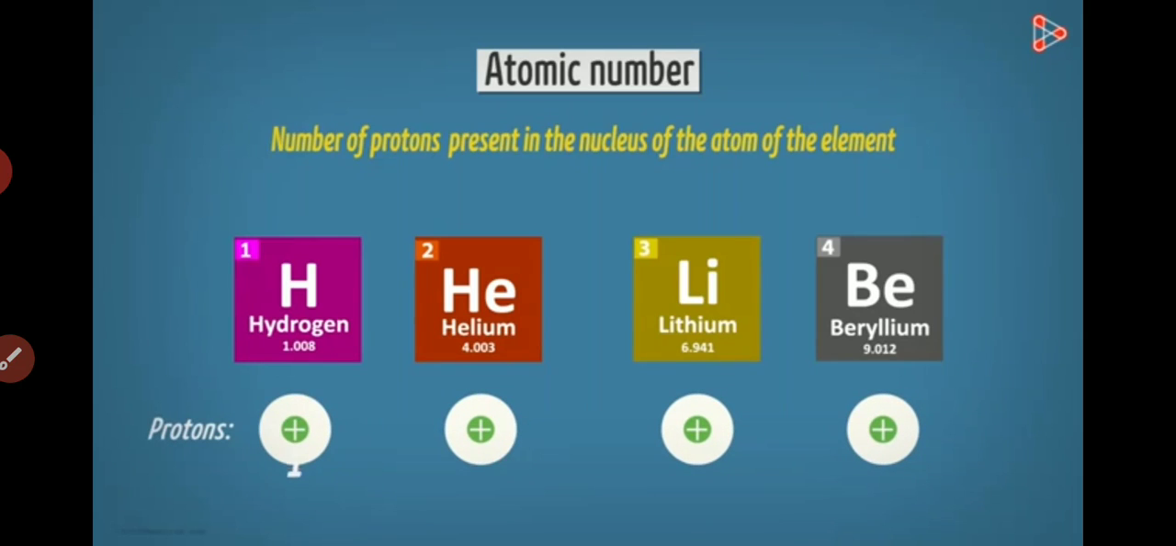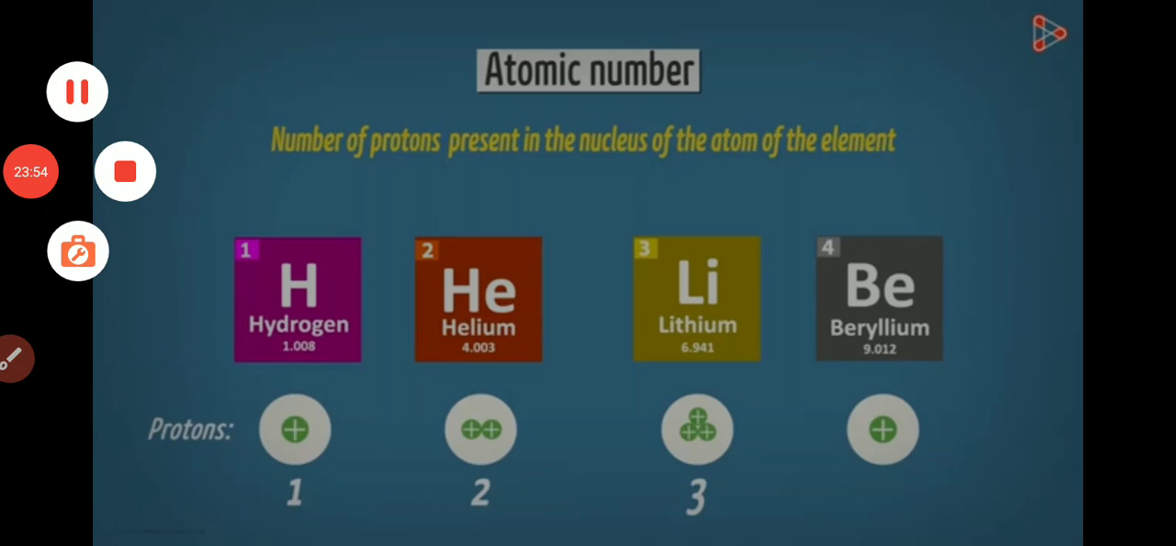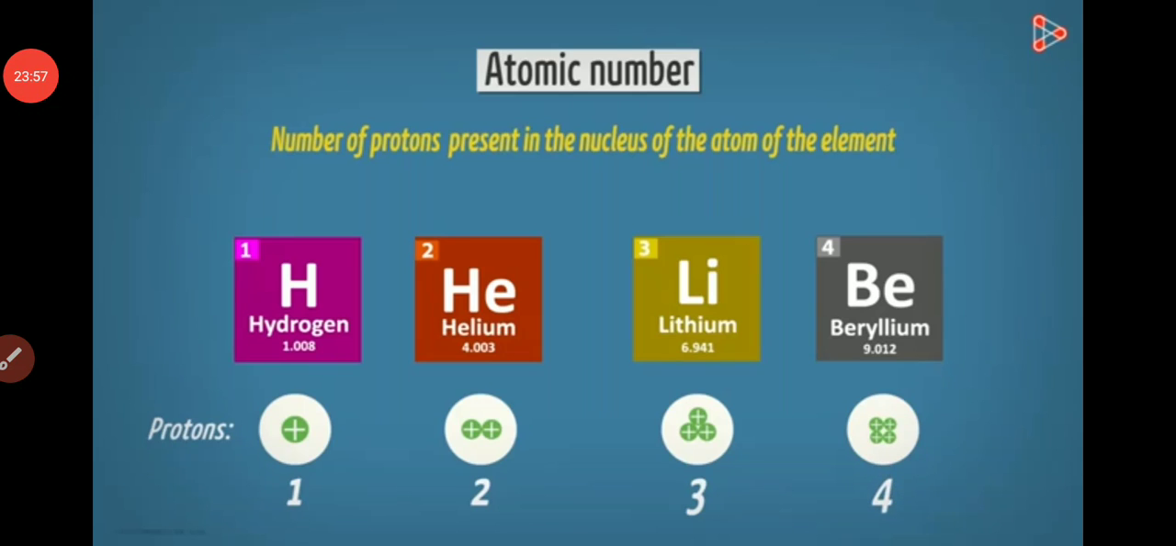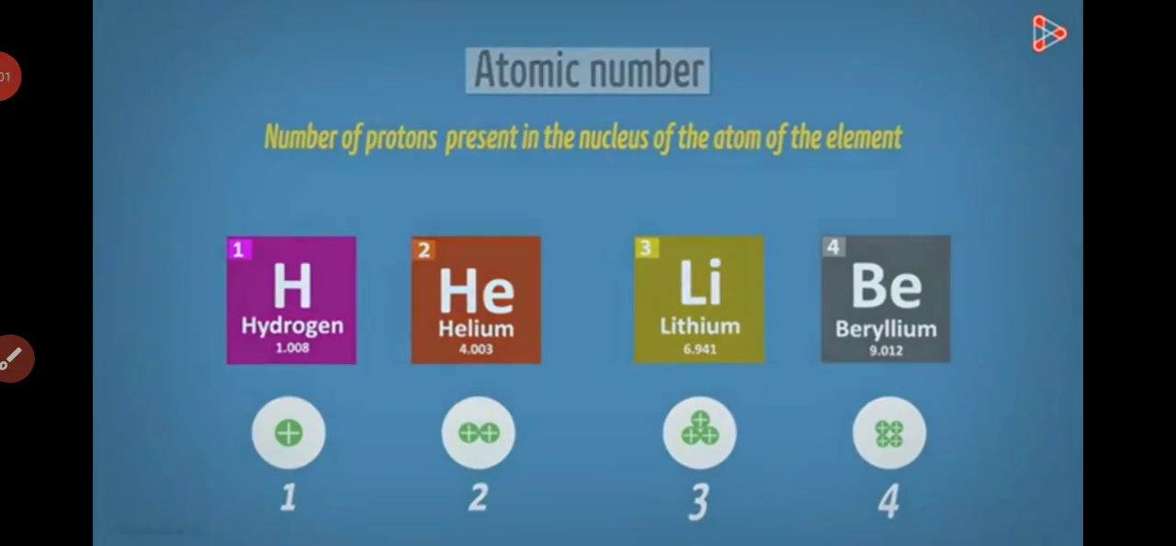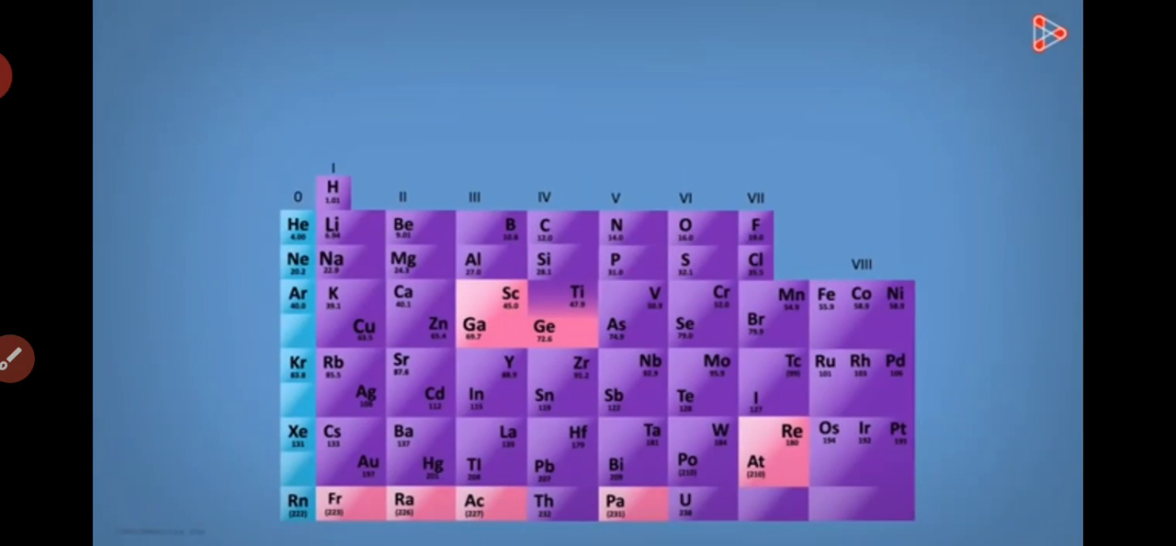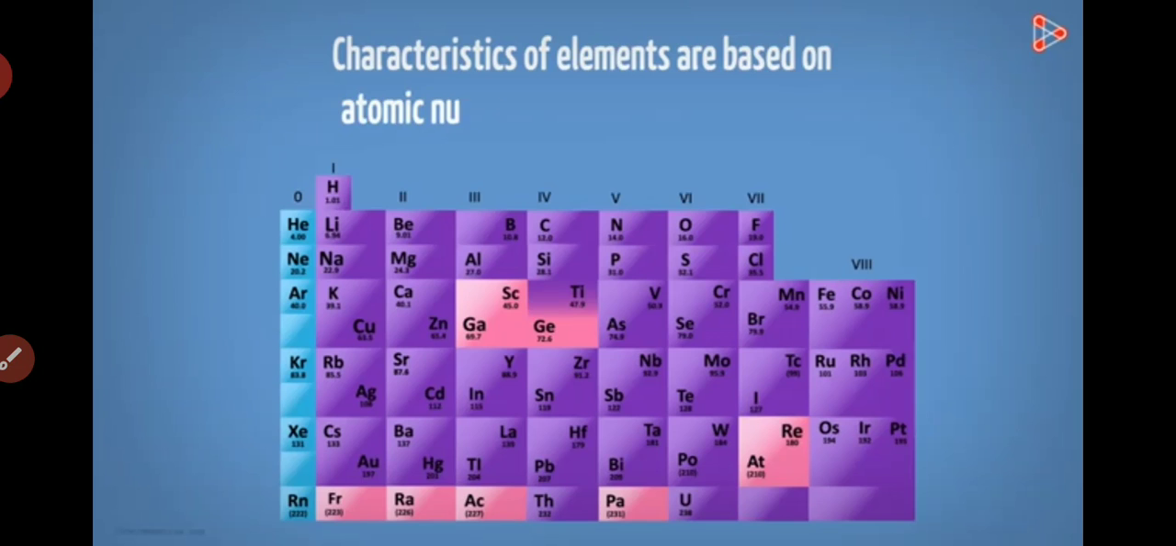That is because they have these respective numbers of protons in their nuclei. Hydrogen has just one proton in its nucleus. Similarly, helium has 2 and lithium has 3. And how many protons will beryllium have? Correct, it has 4 protons. The same is valid for other elements as well. Coming back to the table, did Henry Moseley think that characteristics of elements are based on their atomic numbers and not their atomic masses? Yes, that's what he meant.